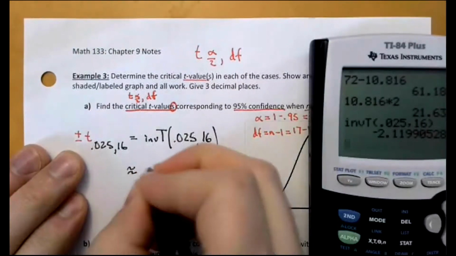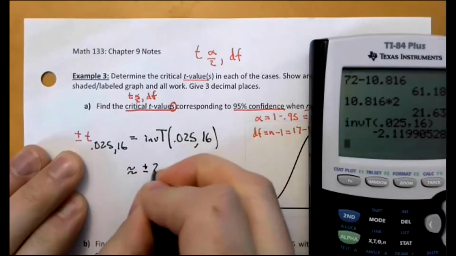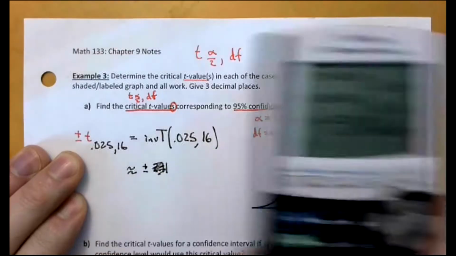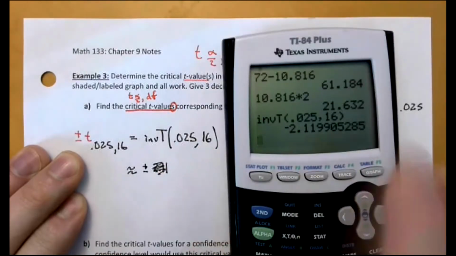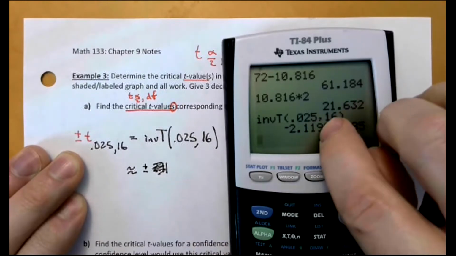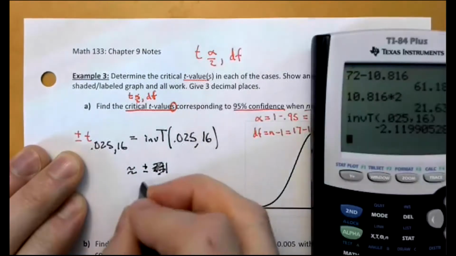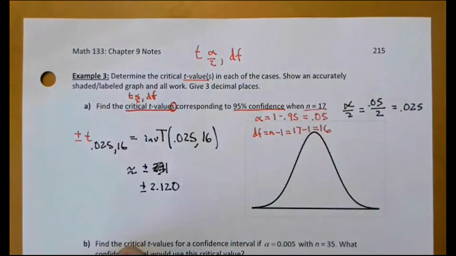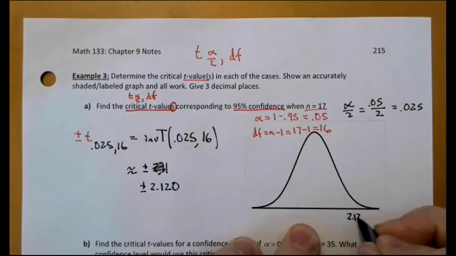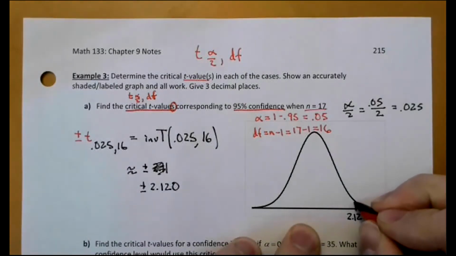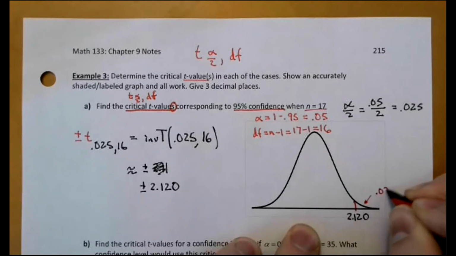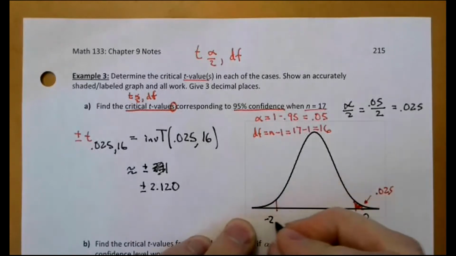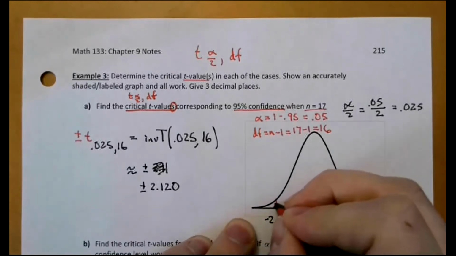And I'm getting approximately plus or minus 2.11. Oh boy. Since we need 3 decimal places, note the 9 after this 9. So when I add 1 to 9, it becomes 10. So this is really plus or minus 2.120. So 2.120 here corresponds to a 0.025 area. And then over here, our negative 2.120 corresponds to this area.